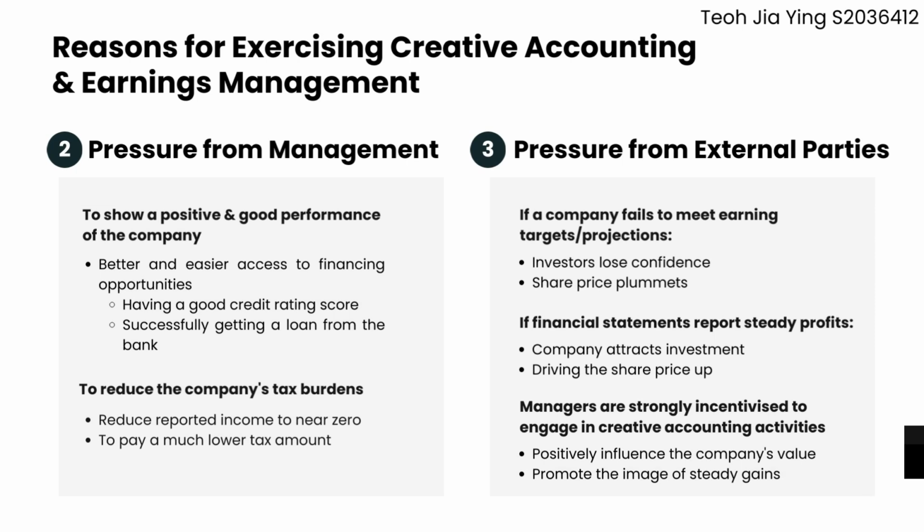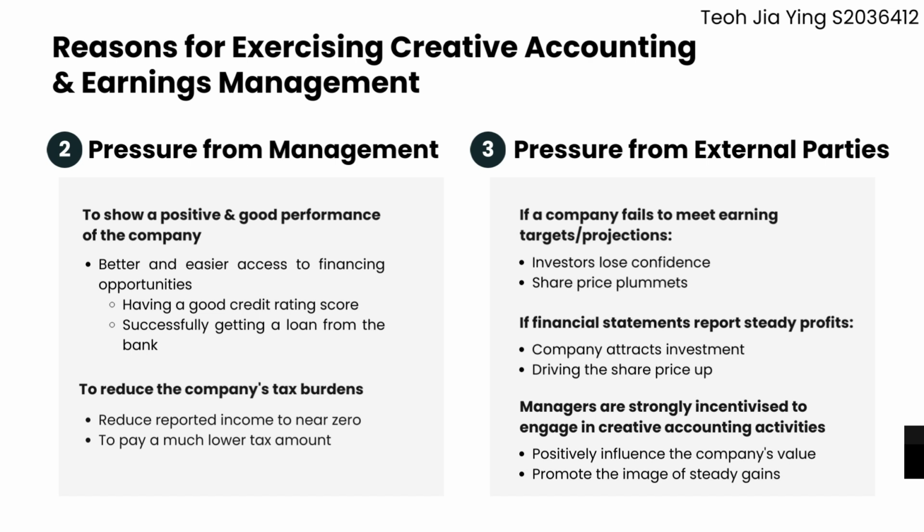The next reason is pressure from management. The management will pressure the accountants to manipulate financial information so that the financial reports show a positive and good performance of the company even though it is not the actual case. By doing this, the company can have better and easier access to financing opportunities, such as having a good credit rating score and successfully getting a loan from the bank. Another motive is to reduce the company's tax burdens. The company will reduce their reported income to near zero so that they can pay a much lower tax amount.